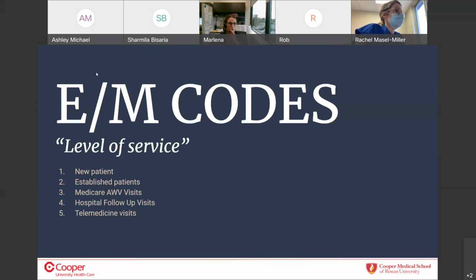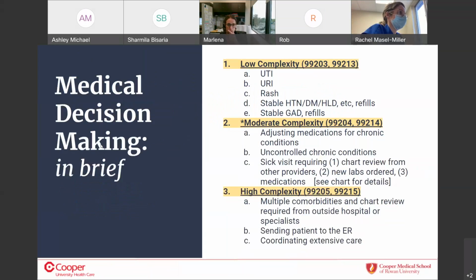Hey, can I ask a question? Yeah, of course. If you go back to that slide, under low complexity it says refills, but then under moderate it says medication. So is that only if you're doing new meds?